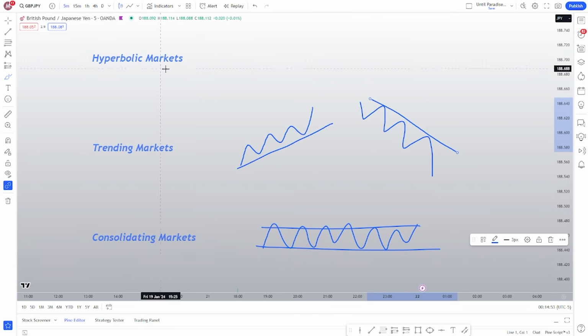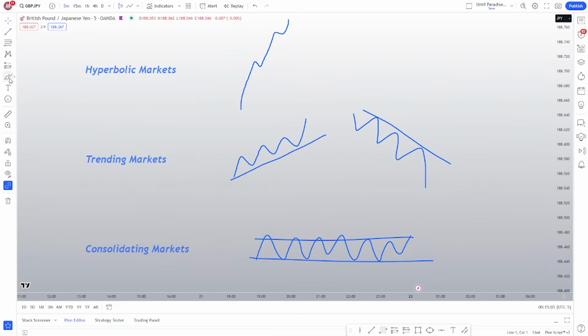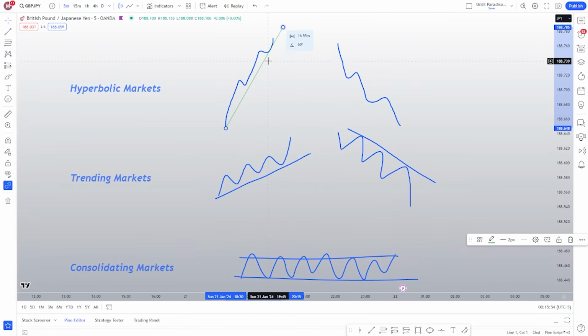Now, above this, we have hyperbolic markets. In hyperbolic markets, it's basically a trending market, except it's so strong that we're barely getting any pullback, and the market's just shooting up or shooting down with barely any pullback, no real retrace. We cannot draw a trend line in these instances. This is like when Bitcoin was shooting up or down. You can't do that because it's too steep. Your trend line should never be this steep. A trend line this steep is going to be very unreliable.